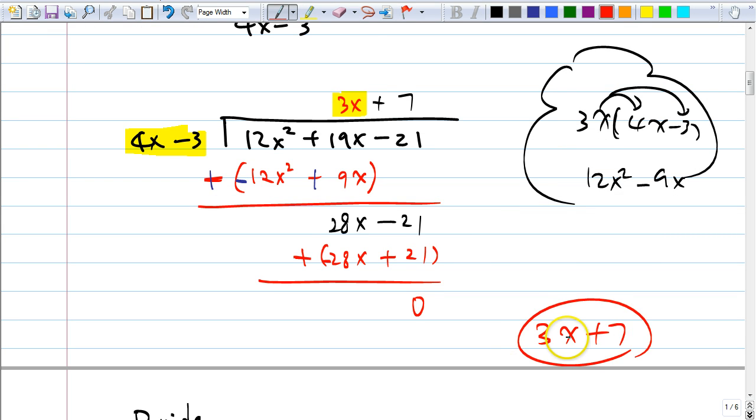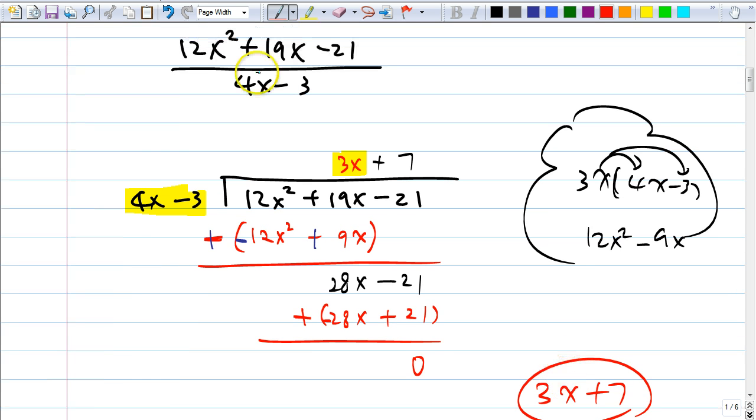So how many times does 4x minus 3 go into this trinomial? 3x plus 7 times. Is that okay? Alright, very good. So we had some good questions. Some of you said, don't we have to worry about this 19x? No, we have to just worry about the first term and the first term. Don't worry about the second term. You just want to get rid of the first term. Every time you do this, you want to get rid of the first term.